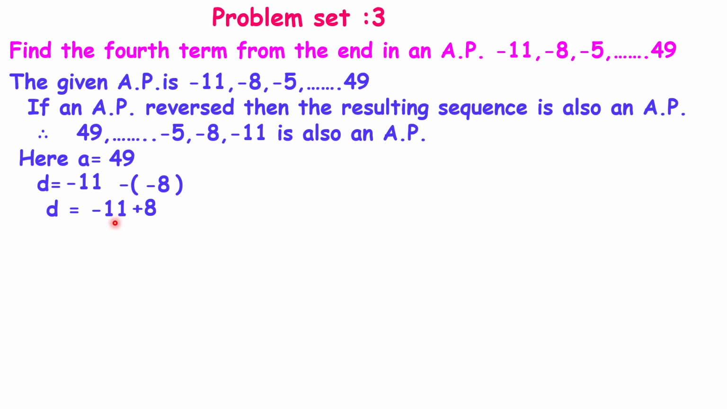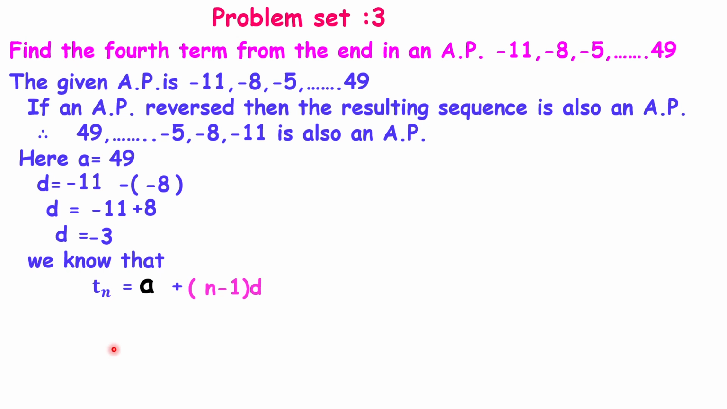Here D is equal to how much? These two numbers have opposite sign, therefore we have to take subtraction. Here 11 is greater than 8, therefore give the sign of 11, and 11 minus 8 is nothing but 3, therefore D is equal to negative 3. We know that Tn is equal to, tell me formula, A plus into bracket n minus 1 into D.